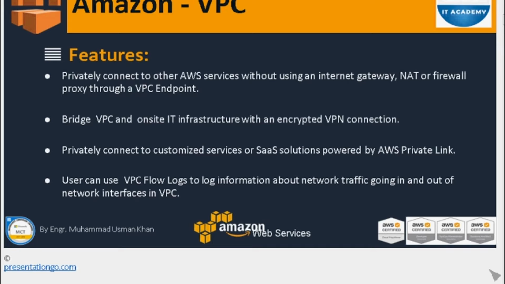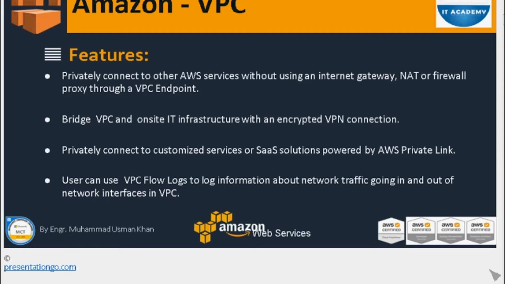Bridge the VPC and an on-site IT infrastructure with an encrypted VPN connection. It means that you can connect your on-premises center and on-premises firewall with your existing or newly created VPC using an encrypted VPN connection. You can also privately connect to customized services or SaaS solutions provided by AWS PrivateLink. You can use PrivateLink with Direct Connect or the VPC side.